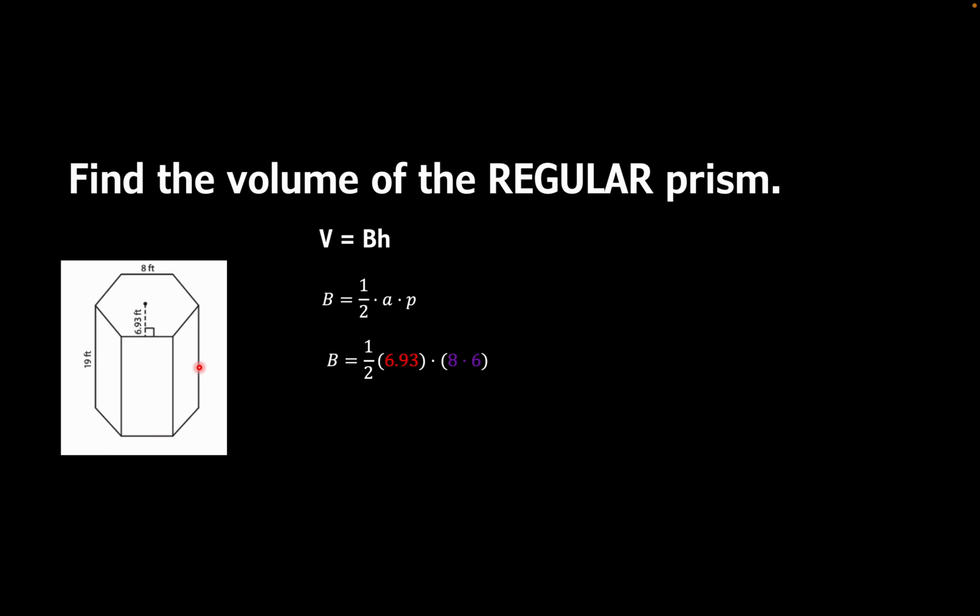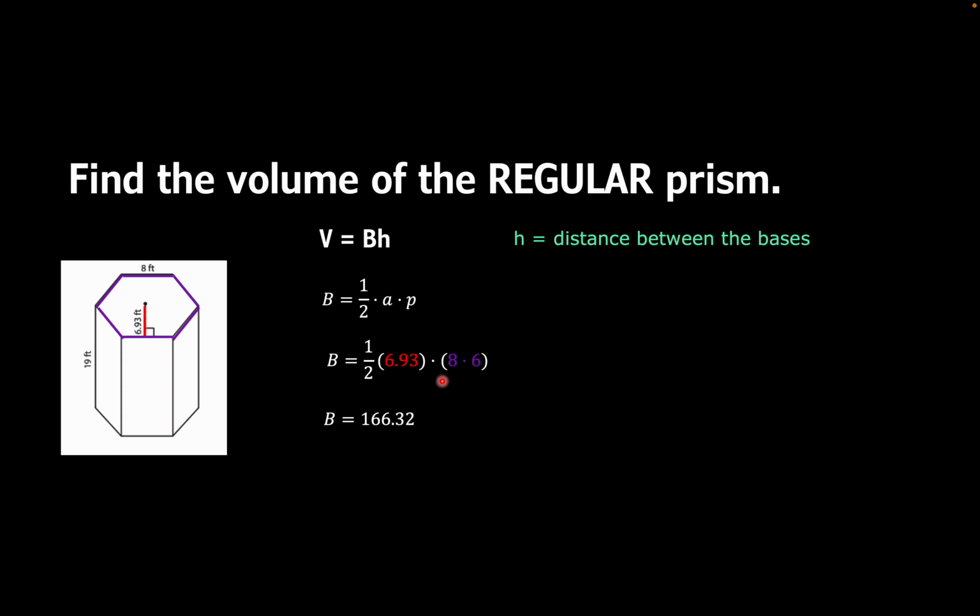So our apothem, that is our 6.93. And the perimeter, well, it's a regular prism, meaning all sides are the same. We count them up. We have 6 of them. So the perimeter, rather than doing 8 plus 8 plus 8 plus 8 6 times, we're just going to do 8 times 6. And we will get 166.32 when we plug all of this into our calculator.